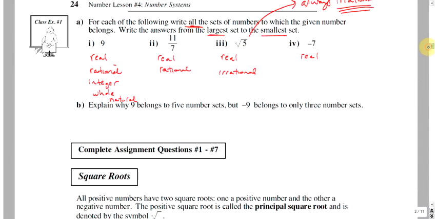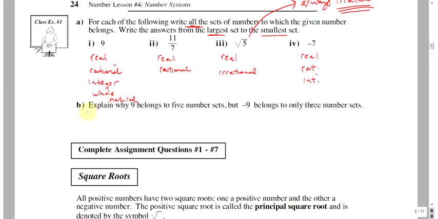There we go. Okay? -7's real. Is it rational or irrational? It's rational. Is that an integer? Yep. Is it a whole number? Nope. It's not 0, 1, 2, 3, 4, and so on. That's it. You stop. Okay?